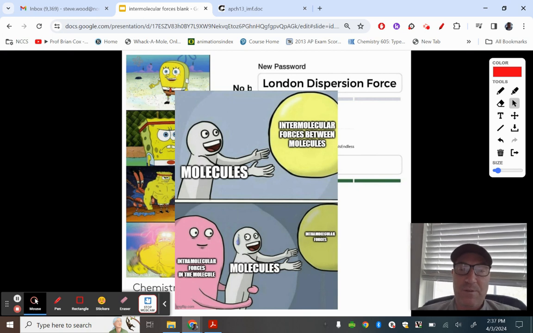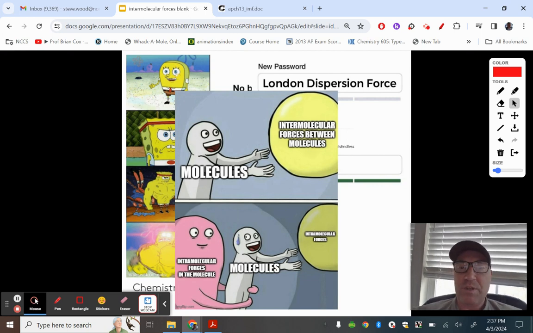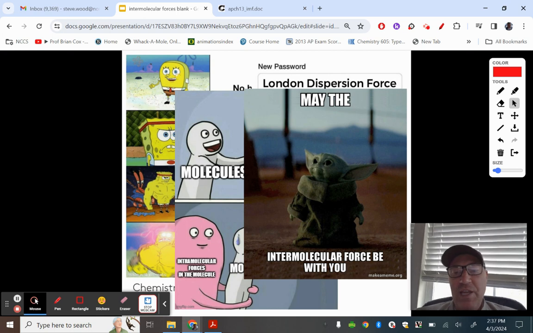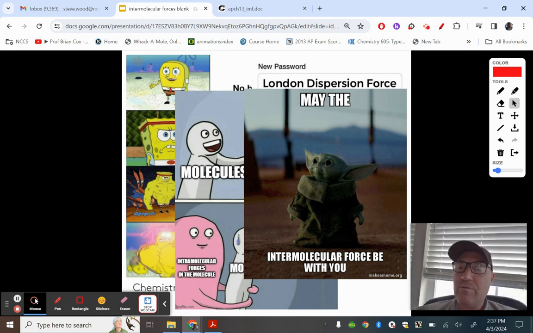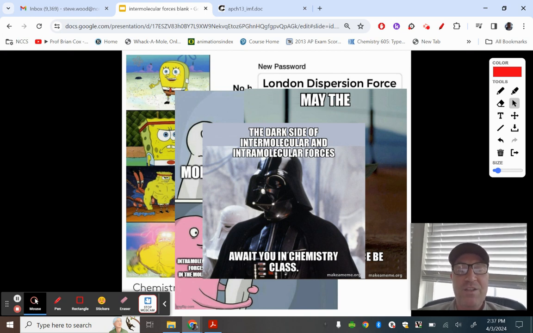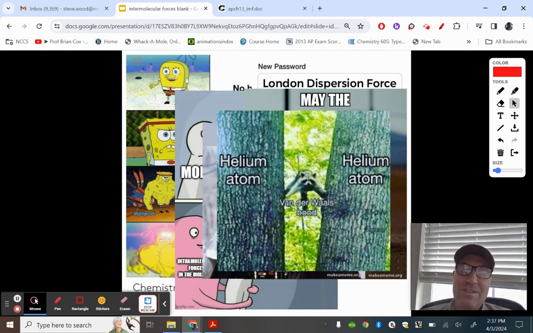We have molecules, and they think they're all good because they're intermolecular forces, right? But then intramolecular forces are so much bigger, stronger. It's just Star Wars. May the intermolecular force be with you. It's cute, can't go wrong with that. The dark side of intermolecular forces and intramolecular forces awaits you in chem class. It's true. I just like raccoons.